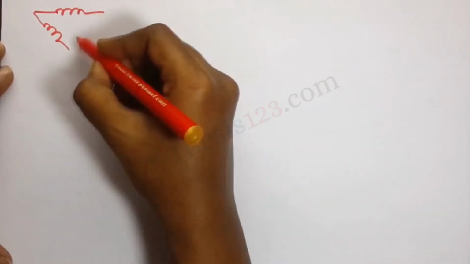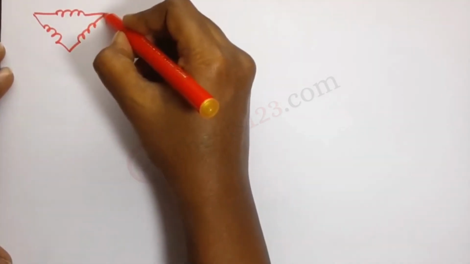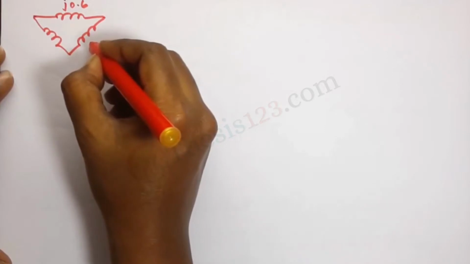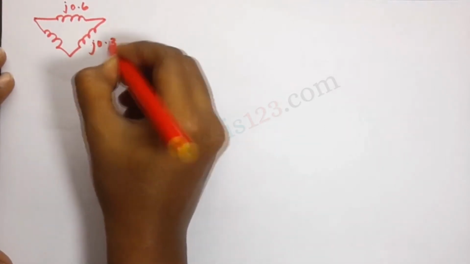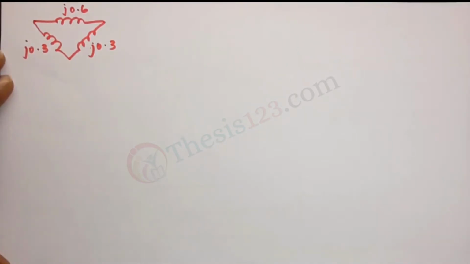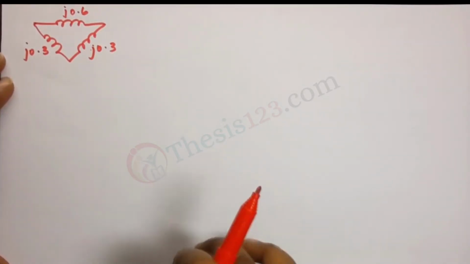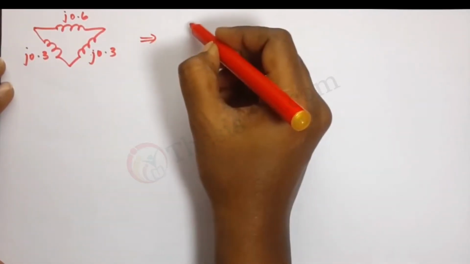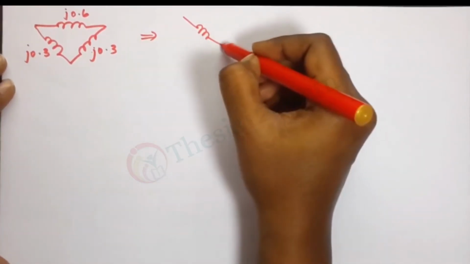So I'm going to note this down in the general delta shape. Okay, so we have 0.6, we have 0.3, we have 0.3. So this is the general delta shape. I've just converted that part, taken only the part that we need to convert. Okay, and we need to convert this into star form.